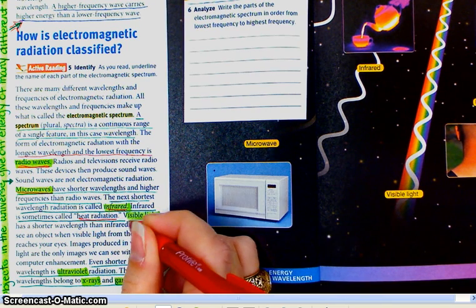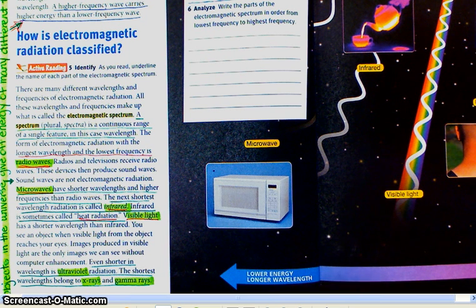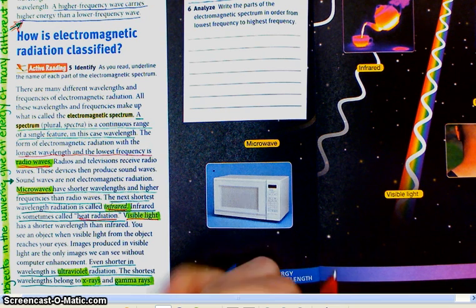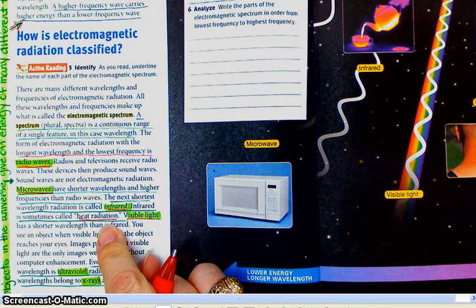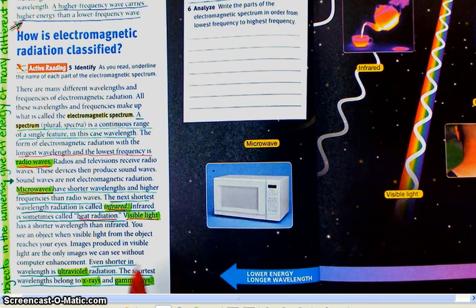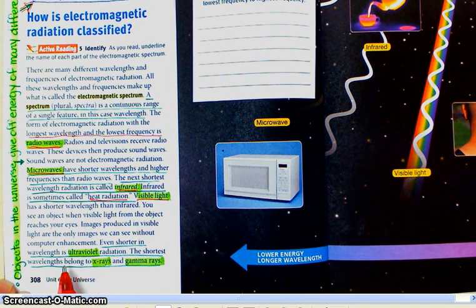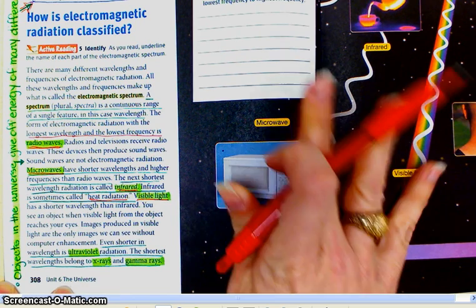Visible light is a little bit shorter than infrared. By the way, on visible light, the longest wavelength of visible light that your eye can detect is red light, and the shortest wavelength of visible light is violet. So if it's a little too long for red, it's infrared. And if it's a little too short to be violet, it's ultraviolet. So even shorter than visible light is ultraviolet radiation. Shorter than that is X-rays and gamma rays.